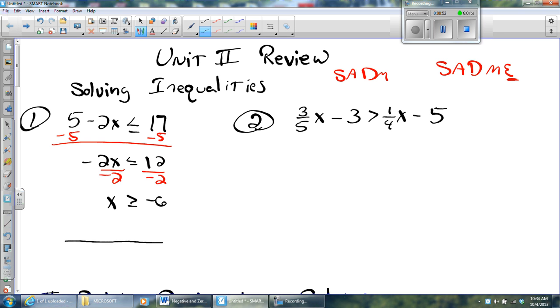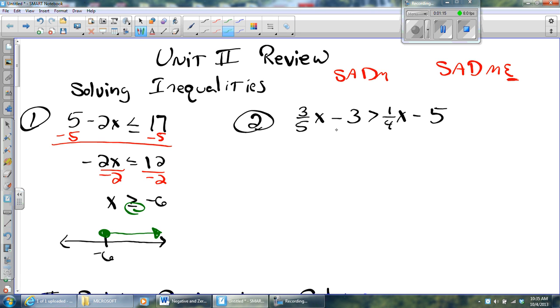If I'd like to graph it, I'm going to need negative 6 on the number line. It's going to be a closed point because the 6 is equal, right? There's an equal there. Sorry. And I need numbers greater than or equal to negative 6. Wouldn't they be to the right of negative 6? And there we go.